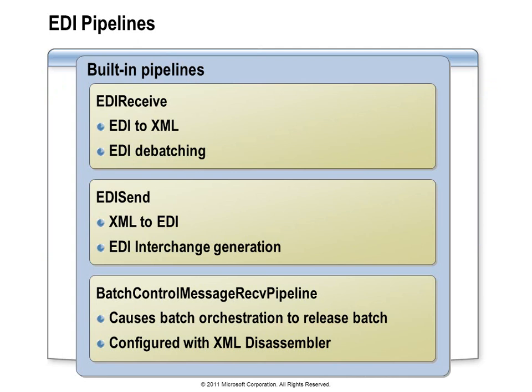So BizTalk comes with the EDI receive pipeline and the EDI send pipeline. These include the disassembler and the assembler. It also includes the debatching and the interchange processing. There's also a batch control message receive pipeline. This is one that's typically used when you're receiving control messages in. It's mostly used within BizTalk itself to handle control messages coming in to release a particular batch of messages out to the ultimate destination.